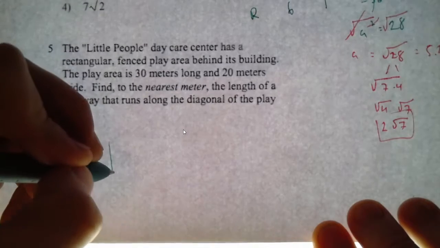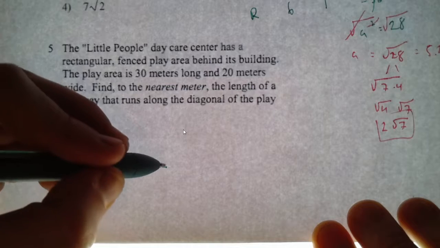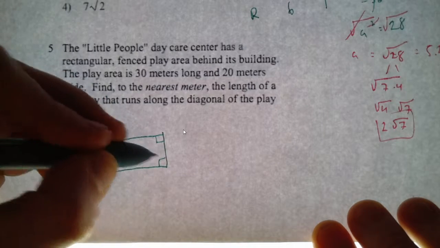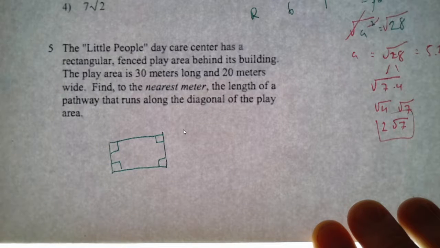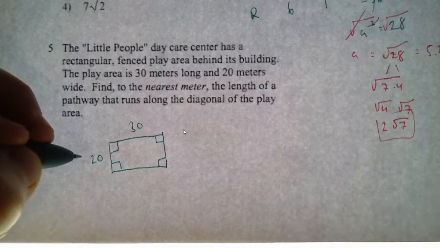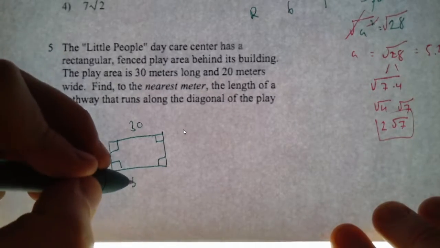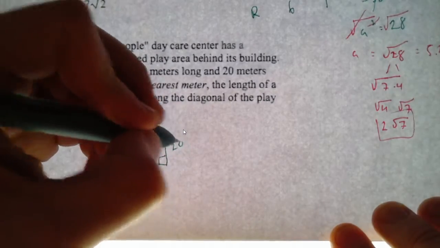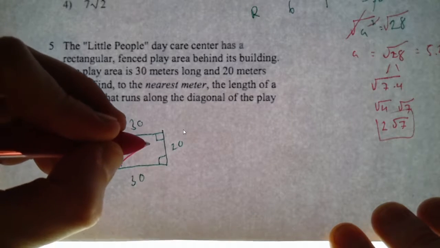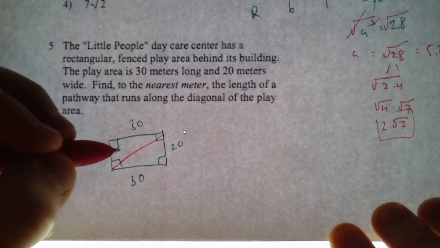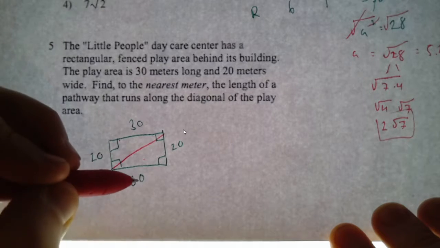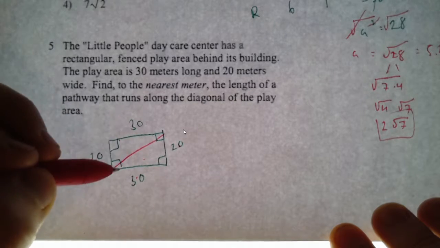So I have a rectangle, which means I've got right angles everywhere. One of my sides is 30, the other one is 20. It's a rectangle, so my opposite sides are equal, which means this is 30, this is 20, and we have a pathway going across a diagonal. We want to find that pathway. Again, I see a right triangle here, a right triangle here. I've got 2 legs, I'm missing the hypotenuse.